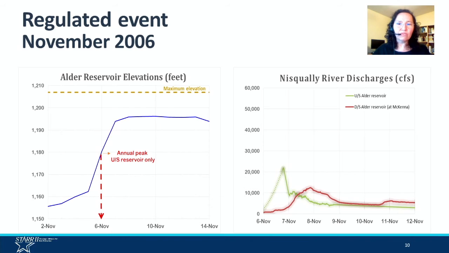Reservoir water surface elevations show that there was plenty of storage available to attenuate upstream flows, with the reservoir never becoming full. When comparing the hydrographs upstream and downstream of the reservoir, upstream in green, downstream in red, we can see the flattening of the peak with much lower discharges downstream.